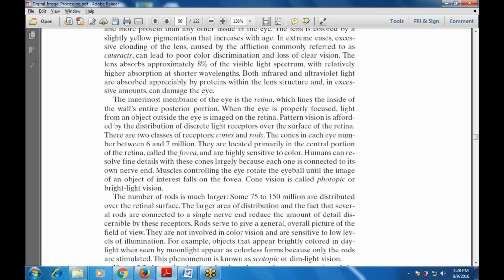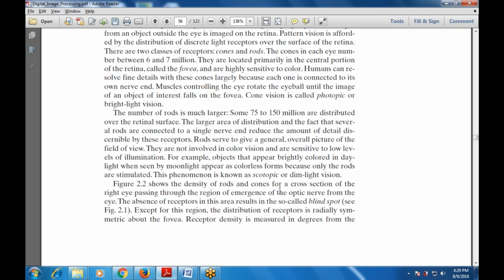Humans can resolve fine details with these cones largely because each one is connected to its own nerve end. The muscles controlling the eye rotate the eyeball until the image of an object of interest falls on the fovea. Cone vision is also known as photopic or bright light vision. The number of rods is much larger, ranging from 75 to 150 million, distributed over the retinal surface.